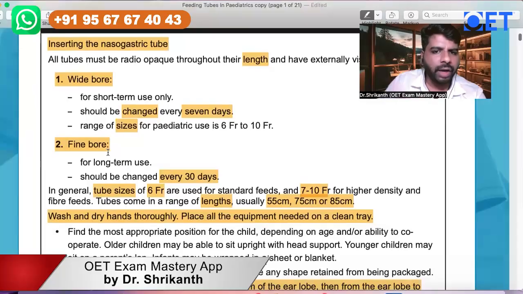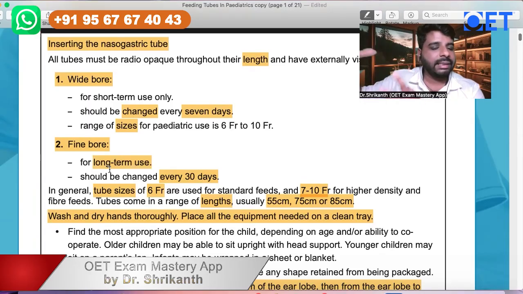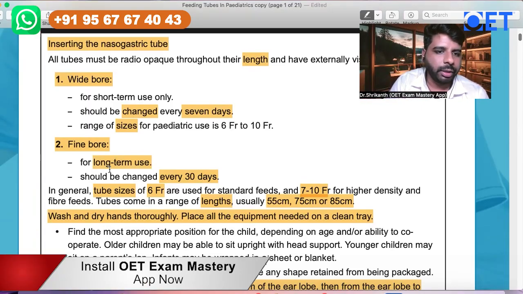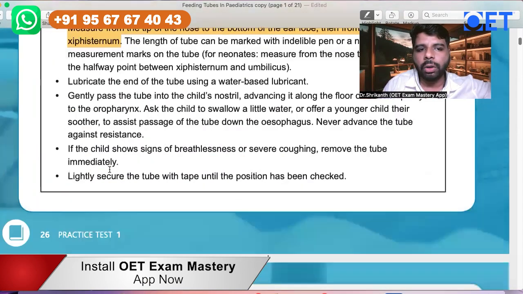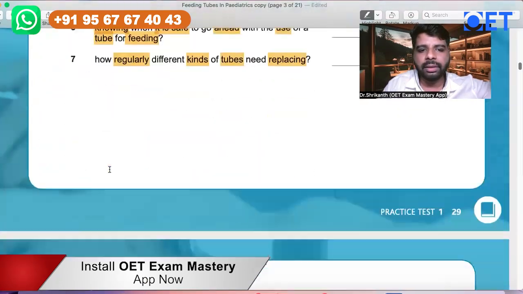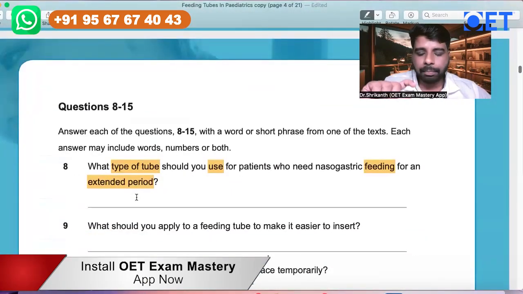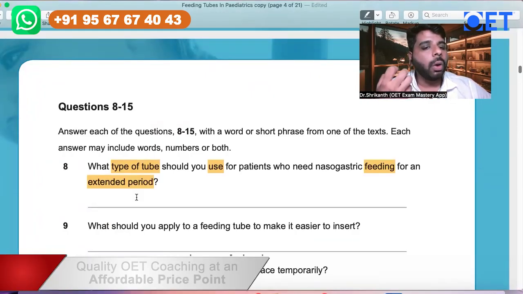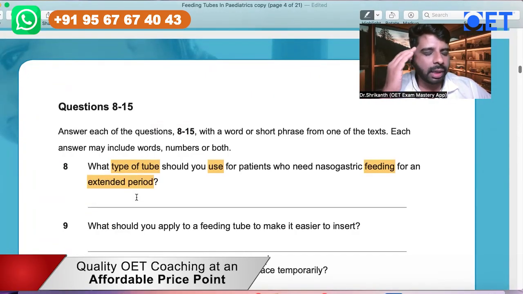Here it is fine bore, right? See, fine bore, 30 days. Long-term use basically means extended period, right? This is why synonym recognition is very important. Here they have given long-term, here they have given extended period. Completely different words, but the same meaning. And this is why quality reading is important. With a cool, calm, clear mind, you need to read the question, understand it, and then trust your intuition with the familiarity.